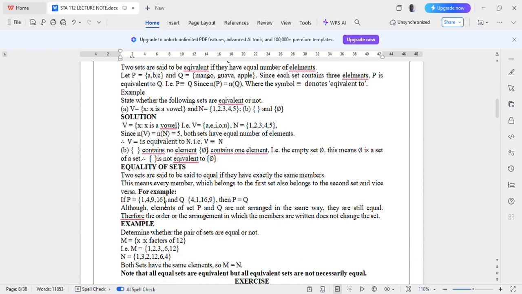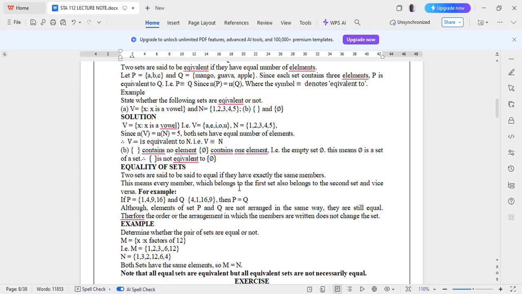Now, equality of sets. Two sets are said to be equal if they have exactly the same members. So this is different from equivalent. Equivalent talks about the cardinality, but equality talks about the same members. The members must be exactly the same thing. This means every member which belongs to the first set belongs to the second set and vice versa.